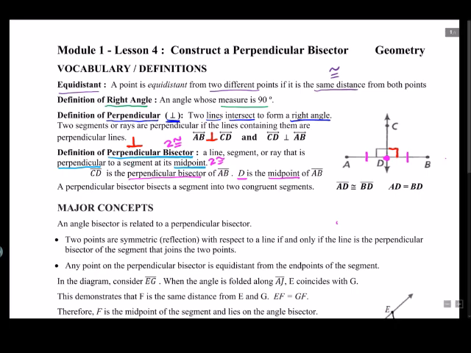So we can say a perpendicular bisector bisects a segment into two congruent segments. If we know CD is the perpendicular bisector of AB, we know that segment AD is congruent to segment BD, and by definition of congruence, length AD equals length BD. So a lot of really good definitions in this section.